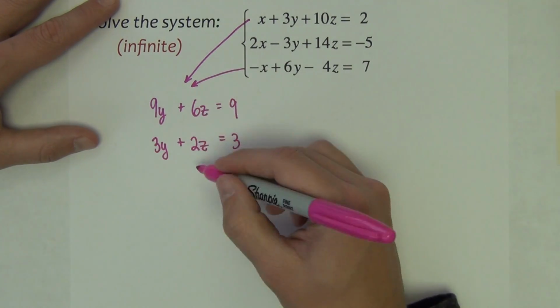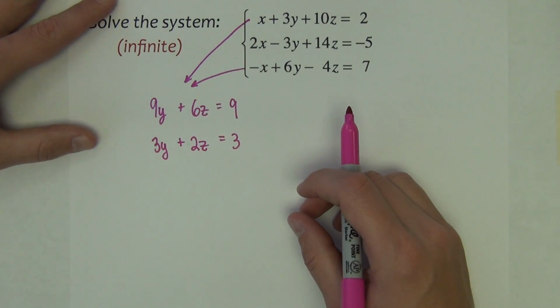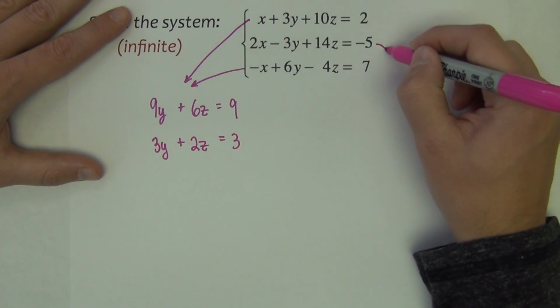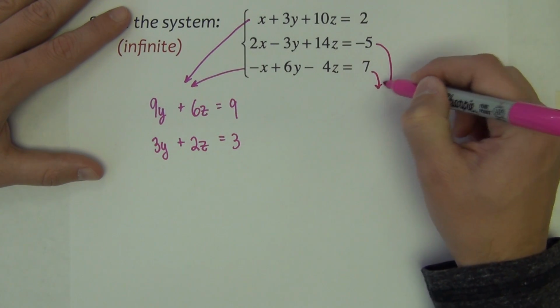So we're going to just hit pause on that. We're going to save it. We'll come back to it later. Now, since I've canceled out x's, I have to do that again. And so I'm going to take the bottom two equations.